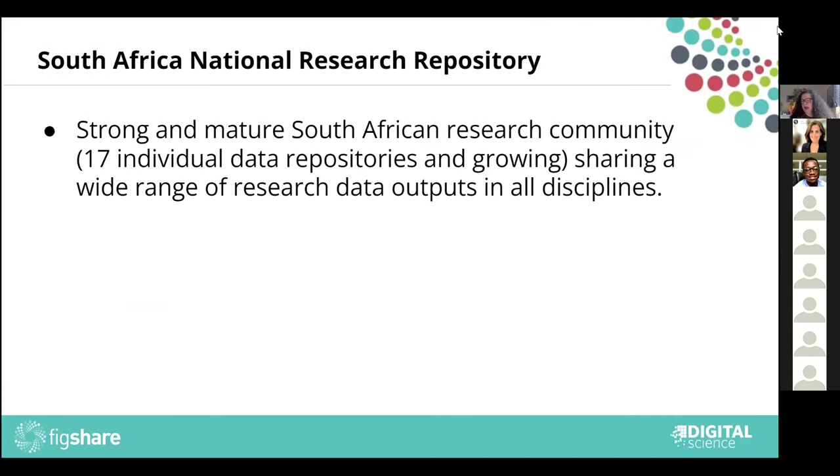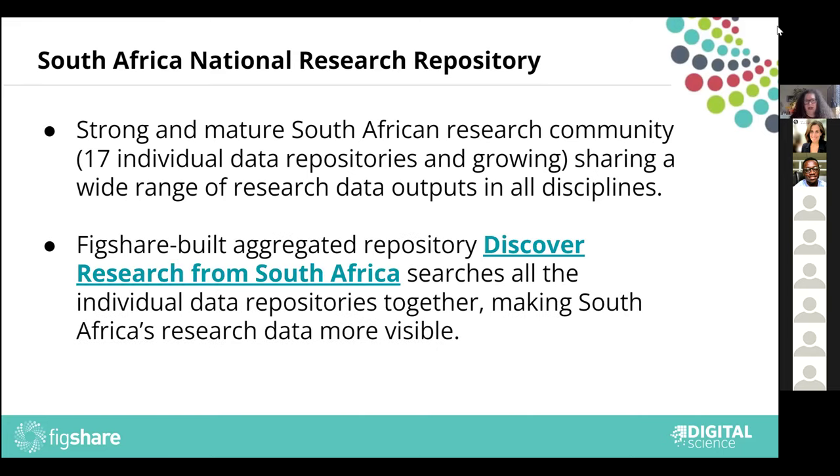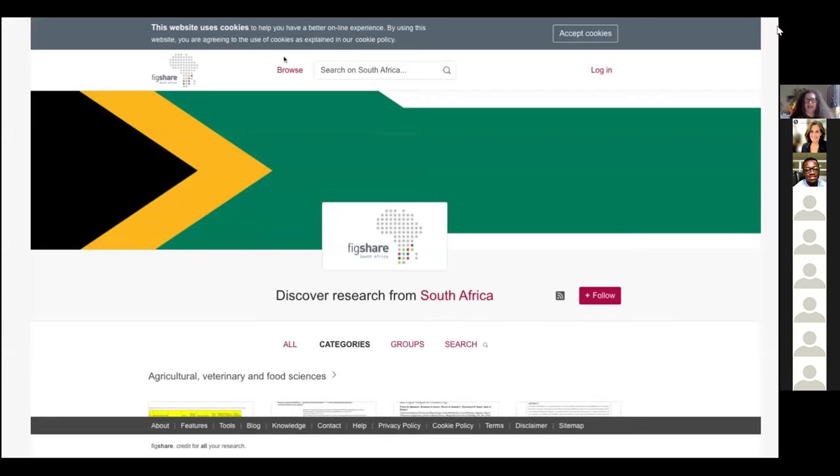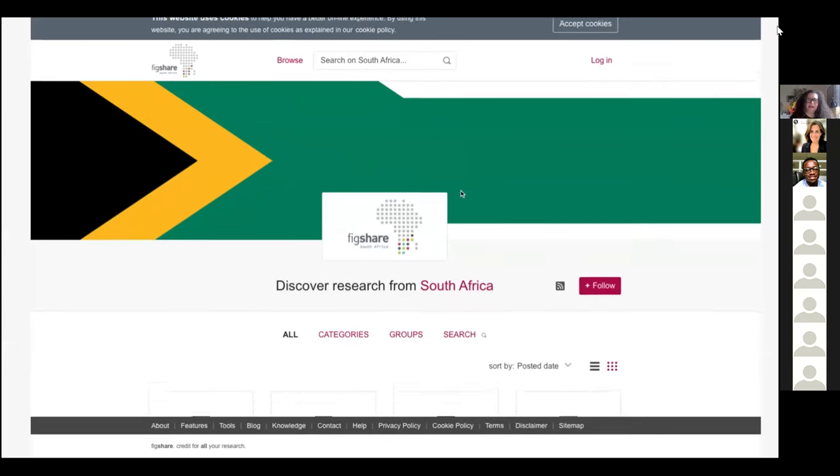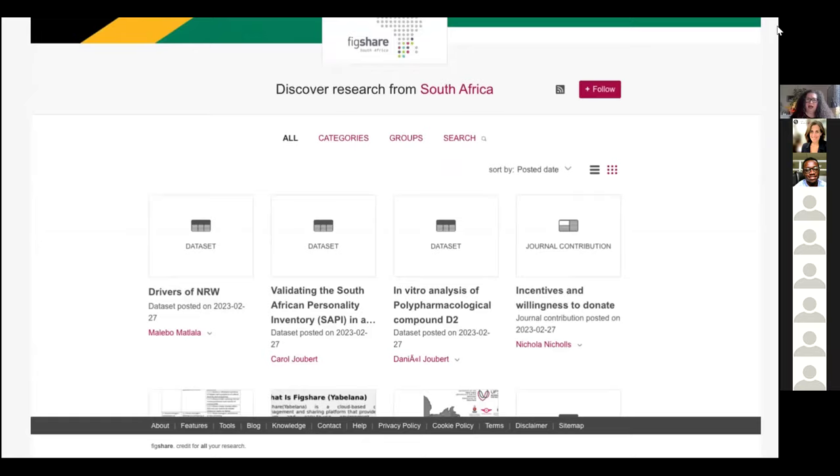And also, as Mark mentioned, this community of 17 individual data repositories is growing, because we have some in implementation, so they will be growing. They are sharing a wide range of research data outputs in all disciplines. And we have built an aggregated repository, which we call Discover Research from South Africa, that searches all the individual data repositories together, making South African research data more visible. And here it is, this is a screenshot, and you saw it earlier as well.